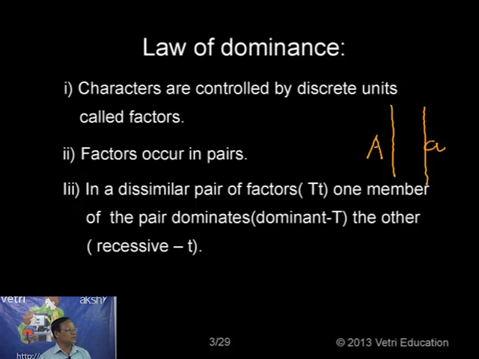In the monohybrid cross he conducted, in a dissimilar pair of factors with capital T and small t, one member, the capital T, is dominant over the other. The capital T is called the dominant factor and the small t the recessive factor. These were the actual observations he made based on the monohybrid cross. The factors always occur in pairs, they control the characters, and in a pair of dissimilar factors one factor is always dominant over the other. These are the basic principles from the monohybrid cross observations.